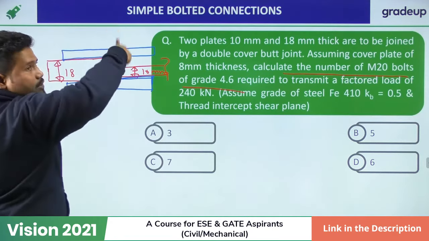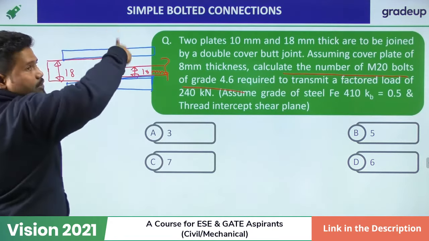and coming to Nn plus Ns, that is 2 here, right. And what they are getting is threads are intercepting the shear planes. When threads are intercepting the shear planes, Nn will be there, and the shear planes intercepting the shank will be 0. So this will be definitely 2.